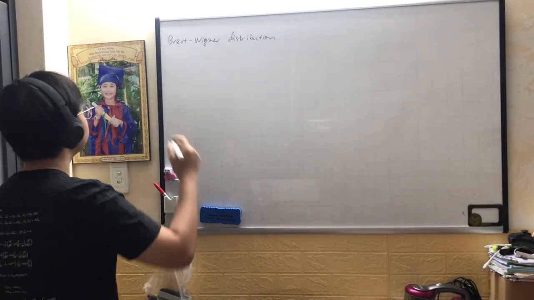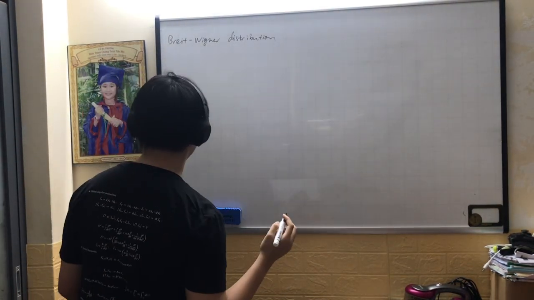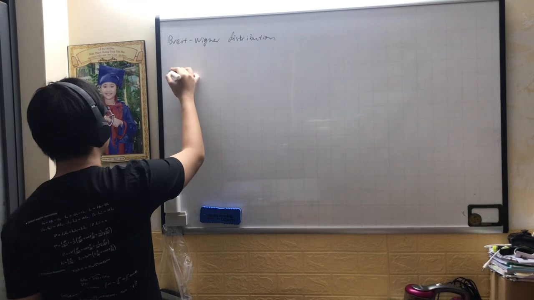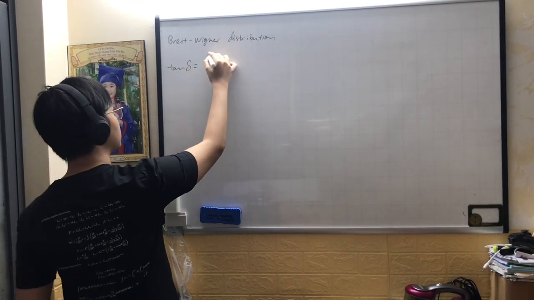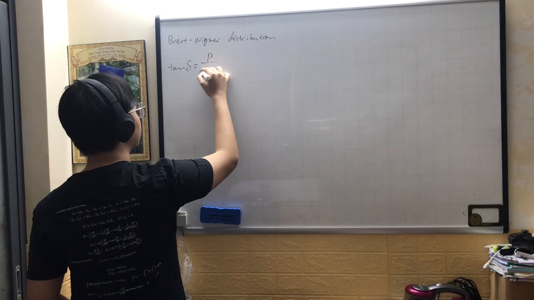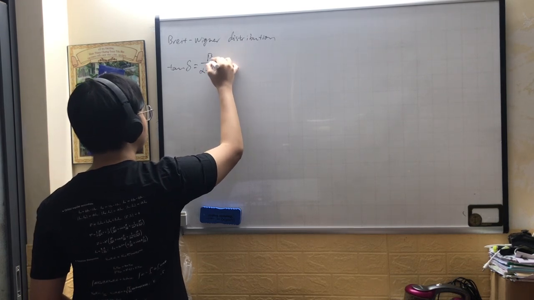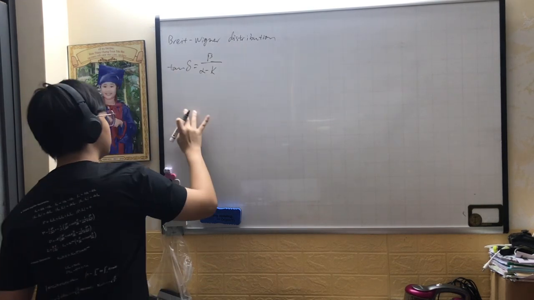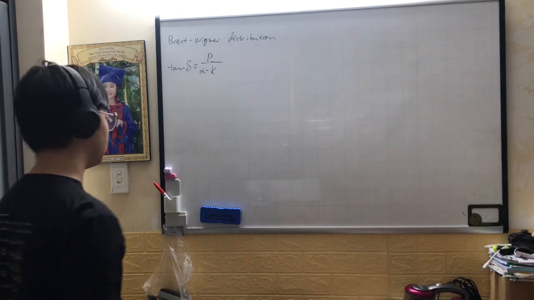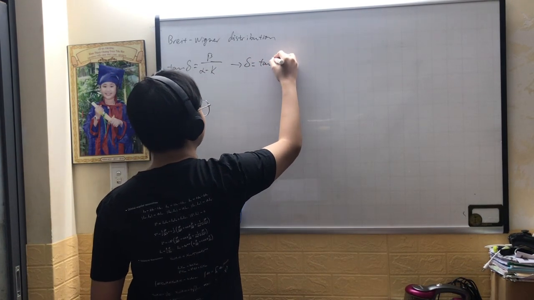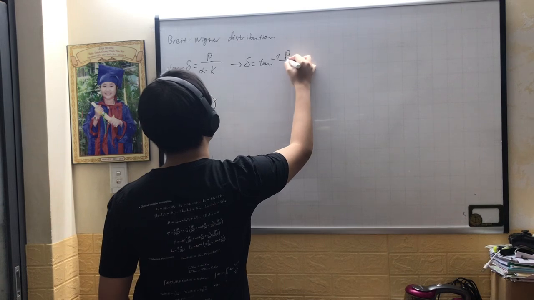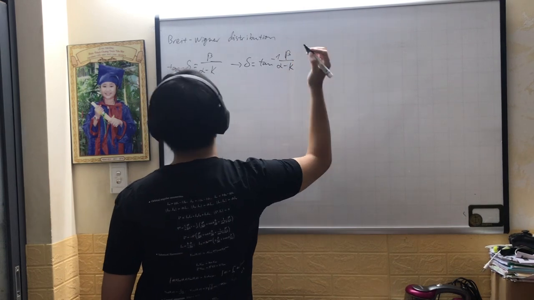Okay, so first let's take a look at our tan delta first. Now we would assign this to be equal to beta over alpha minus k. So we jump to the k space. Now, so from here, you get that your delta is tangent inverse of beta over alpha minus k.